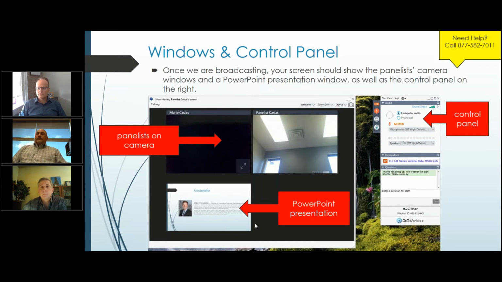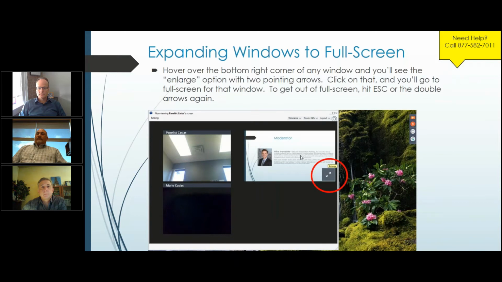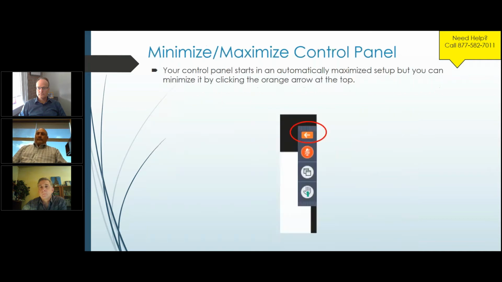The next slide shows how to expand any of these separate windows to go to full screen. Just click on the double arrows on the bottom right corner of your selected window, or to escape full screen, click those arrows again or hit the escape button. You can also minimize and maximize your control panel by clicking the orange arrow at the top.